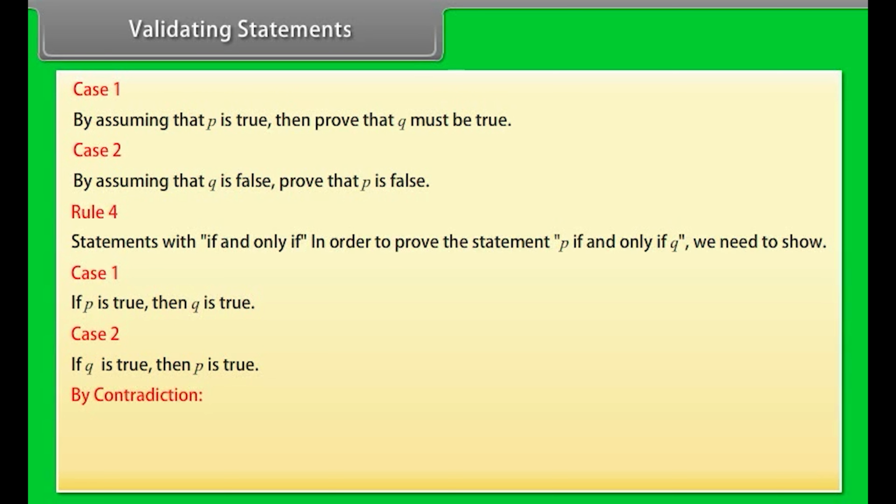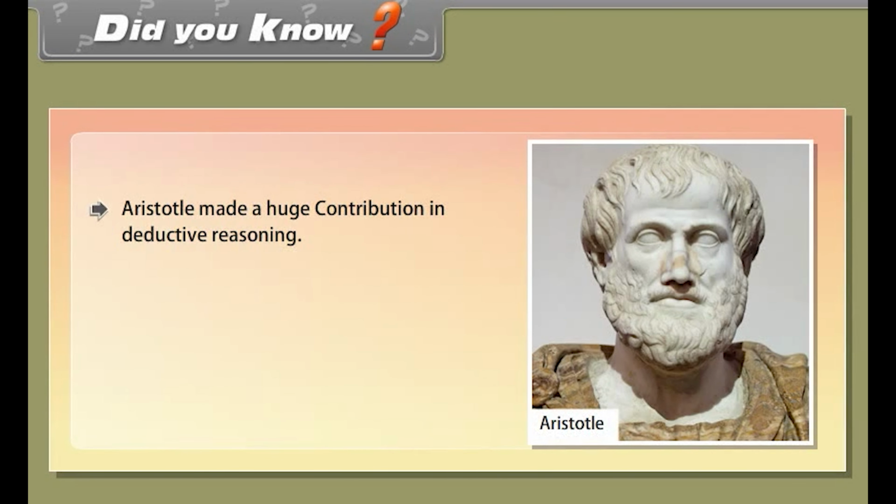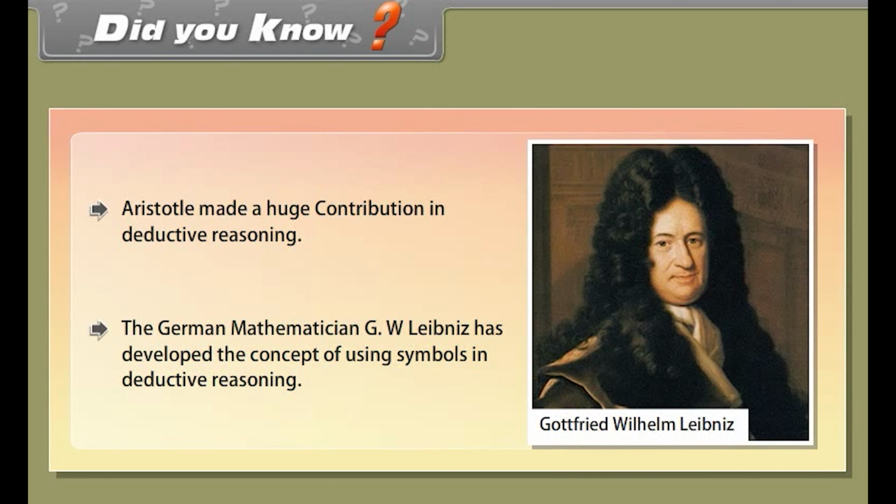By contradiction. In this, we check whether statement P is true or not. We assume that P is not true, that is, the negation of P is true. Then, we reach some result which contradicts our assumption. Therefore, we can say that P is true. Did you know? Aristotle made a huge contribution to deductive reasoning. A German mathematician, G.W. Leibniz, developed the concept of using symbols in deductive reasoning.